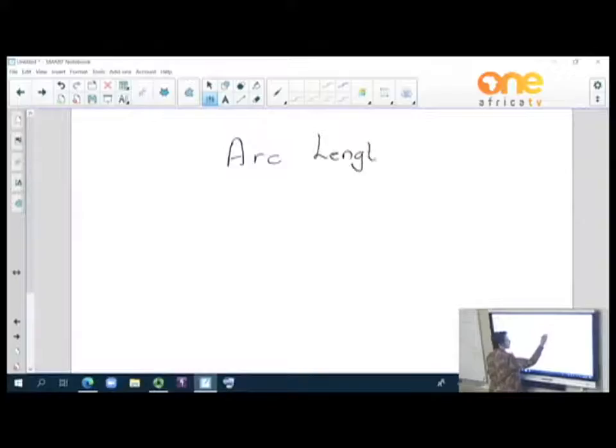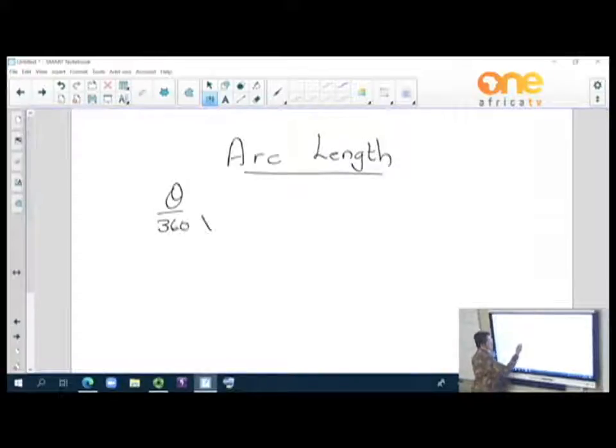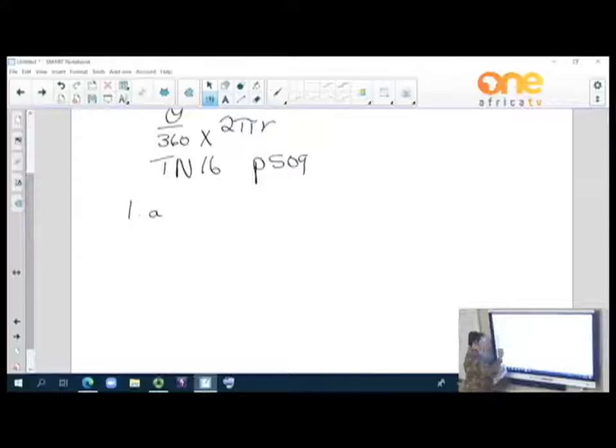The length of the arc. The arc is part of the circumference, grade 11's circumference, and the formula was then theta out of 360 of 2 pi r. That gives us the arc length. So you had homework, and that was Try Now 16. So we're starting with Try Now 16 on page 509. Right. In the first place, you have that table. Copy and complete the following table for arcs of circles.